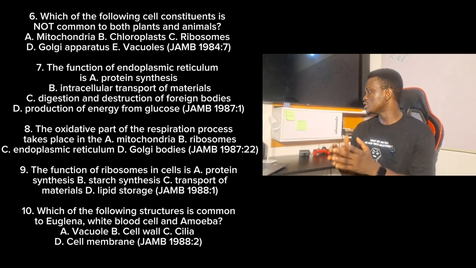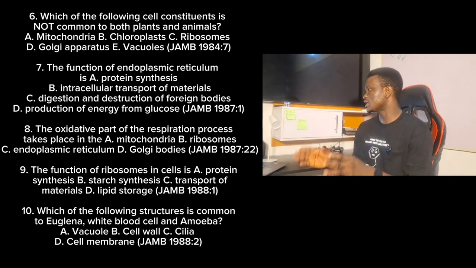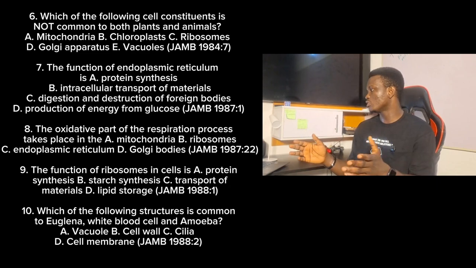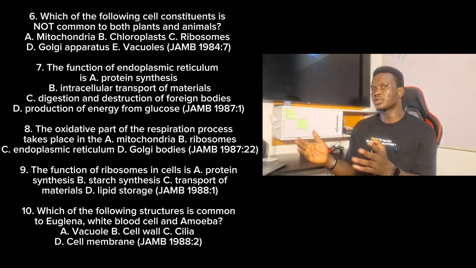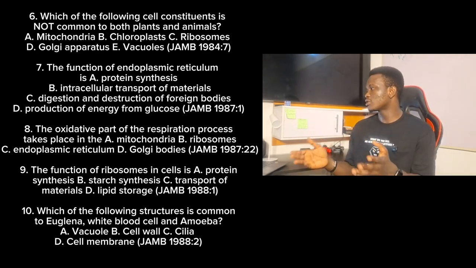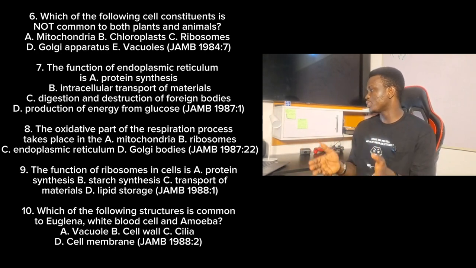Which of the following cell constituents is not common to both plants and animal? So there's a cell constituent that is not common to both plants and animal. And when we are talking about this, let's be speaking about each one of them. Mitochondria, we already know that's the powerhouse. It is present in both plants and animals. Chloroplast is not present in both plants and animals. It is only present in plants.